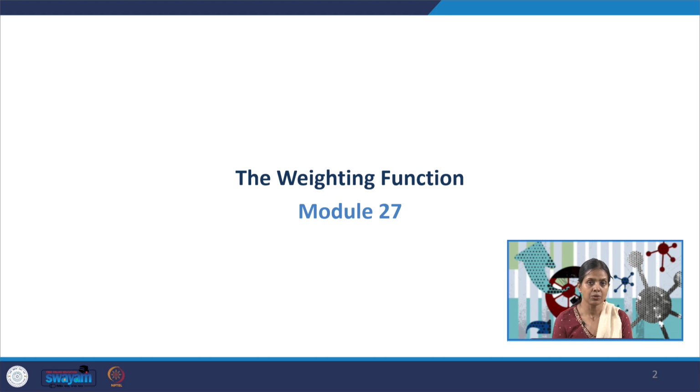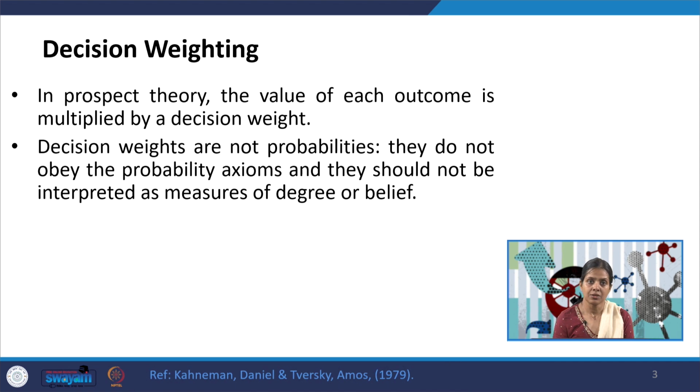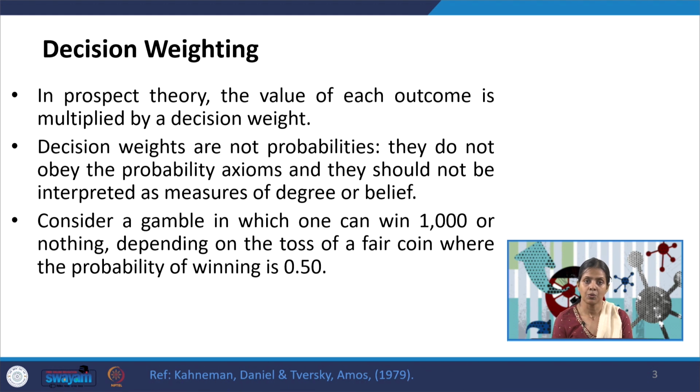So, in the previous module we talked about the value scale. In this module we are going to discuss the weighting function. In prospect theory, the value of each outcome is multiplied by a decision weight. So, we have already expressed the functional form of the value function, where each value scale, which is basically a functional form of each outcome, is multiplied by a decision weight. Decision weights are not probabilities, they do not obey the probability axioms, and they should not be interpreted as measures of degree or belief.